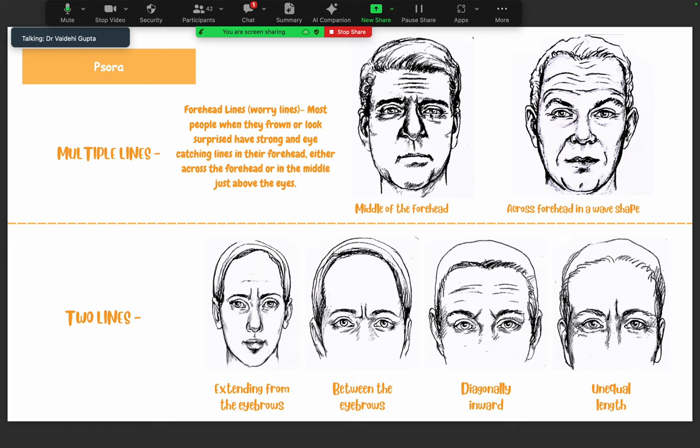So it is also Psora. Third one is diagonally inward. They are arising from the eyebrows but diagonal in structure. In the first structure, it was quite straight, but in the third one, it is quite inclined, angulated or diagonal. And the last one is unequal in length. In the first one and second one, they are quite equal in length, but in the last one, they are unequal in length. The first one is small and the later one is quite larger. All of these features are considered in Psora.